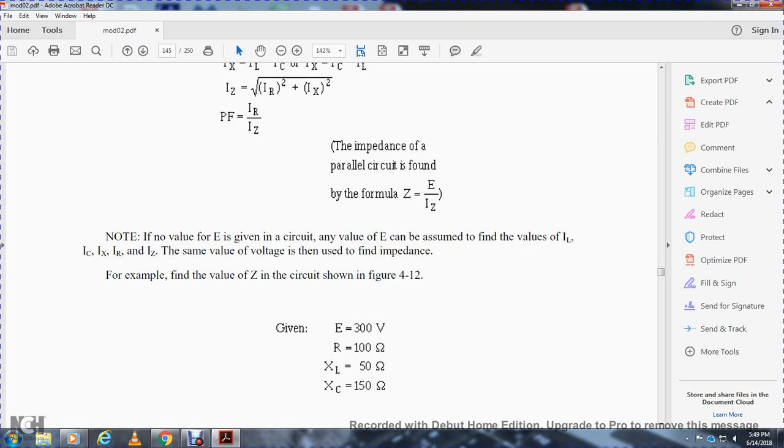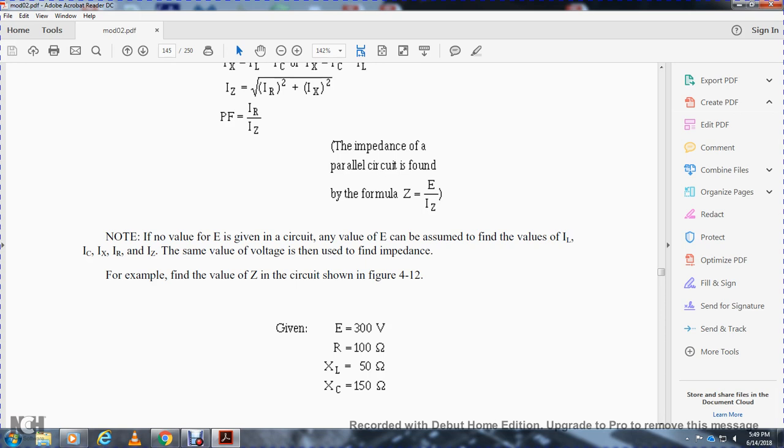In the circuit, a value of E can be assumed to find the values of the inductive and capacitive reactance, resistance, and impedance. The same voltage is then used to define the impedance. For example, Z is given as shown in Figure 412. The voltage is 300. The resistance is 100 ohms.